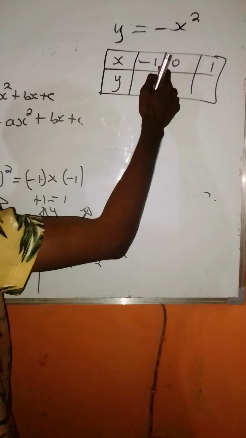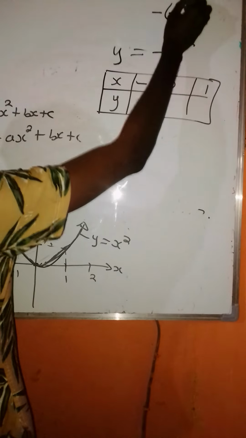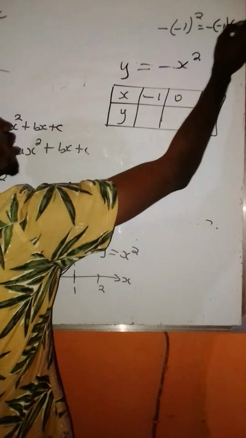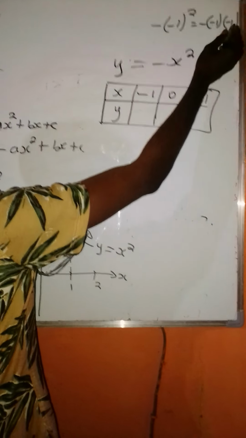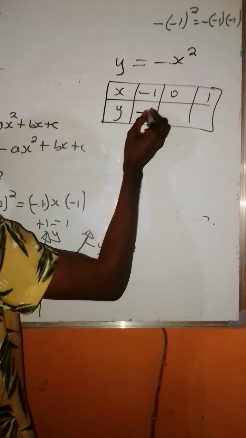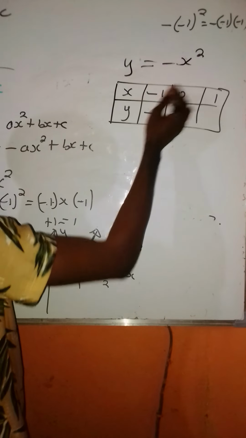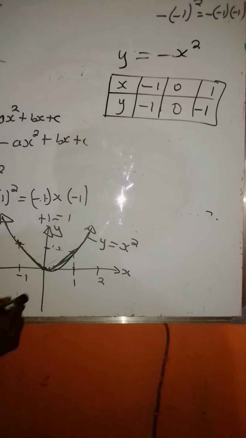Now when x is minus 1, if we substitute here, it's going to be minus into minus 1 squared, which implies negative into negative 1 into negative 1. Negative times negative is positive. 1 times 1 is 1, plus this negative gives us negative 1. When x is 0, substituting here is going to be 0. When x is 1, here it's going to be negative 1. So these are our values.